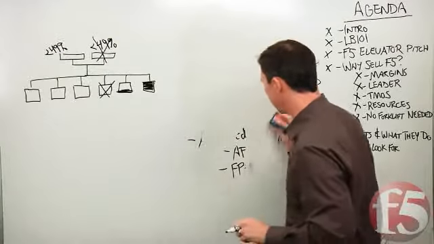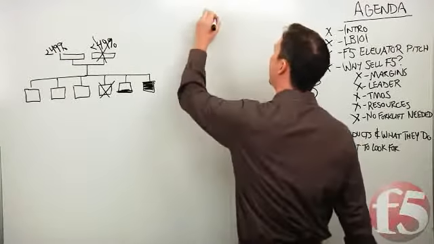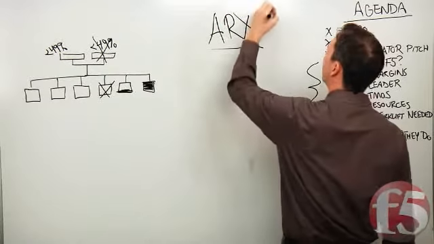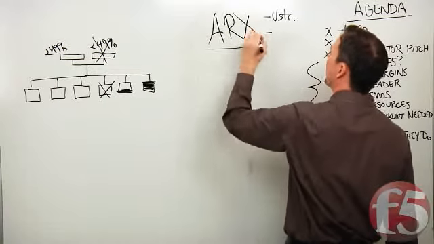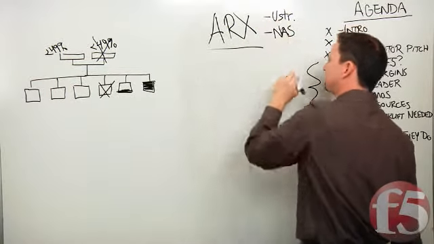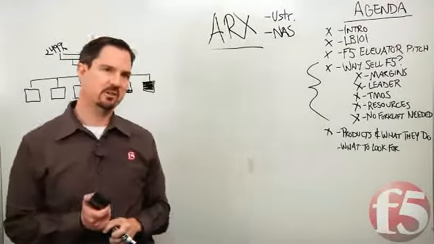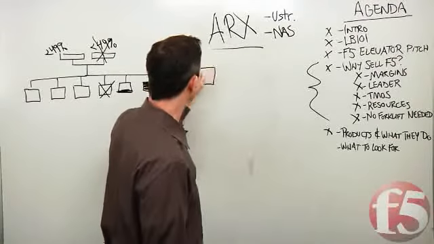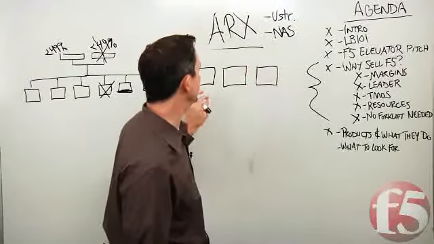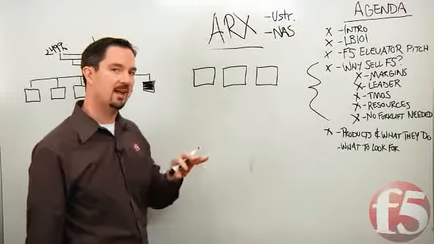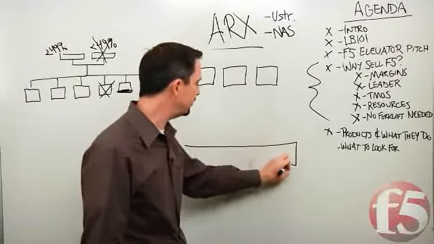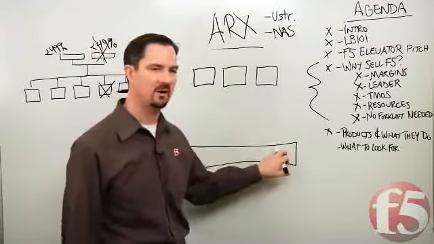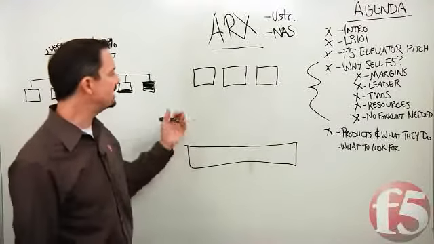This last product is called ARX. So ARX is actually on the storage side of the house. And this is for unstructured data and network attached storage primarily. And with the ARX solution, we have a slightly different whiteboard. I'm going to draw a few different boxes up here, and these boxes represent users and or applications. And on the back end, we're going to put your file storage, your network attached unstructured data, and I'm just going to draw one bar rather than multiple file servers.